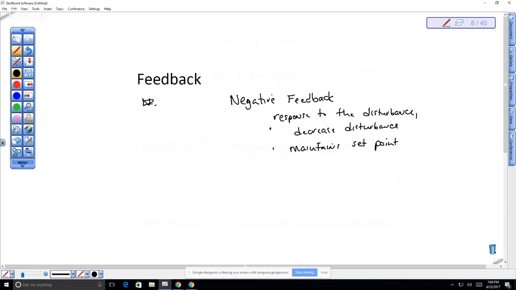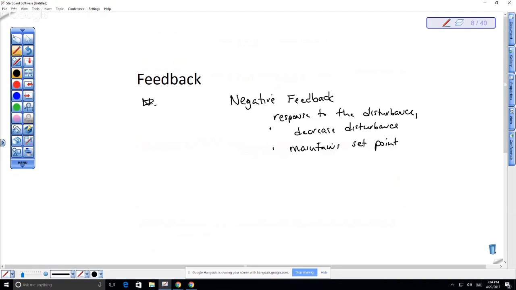So, for example, if you release more CO2 in the atmosphere, there could be more plant growth, which is then going to decrease the CO2 in the atmosphere and try to maintain homeostatic balance.